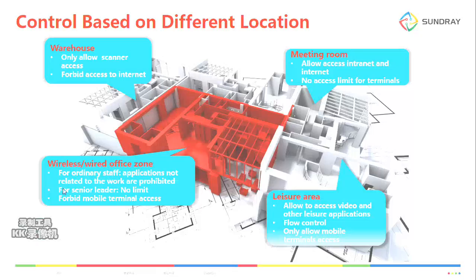In the office zone, we can set a policy that work-irrelevant applications and URLs are blocked during working hours. But for the directors or the leaders, we can set lower limitations. Also in the leisure area, because this is for entertainment, for fun, we can allow them to access videos and other leisure applications, but we can set bandwidth restrictions, like restricting to 10 megabits, so it will not affect the other office applications.